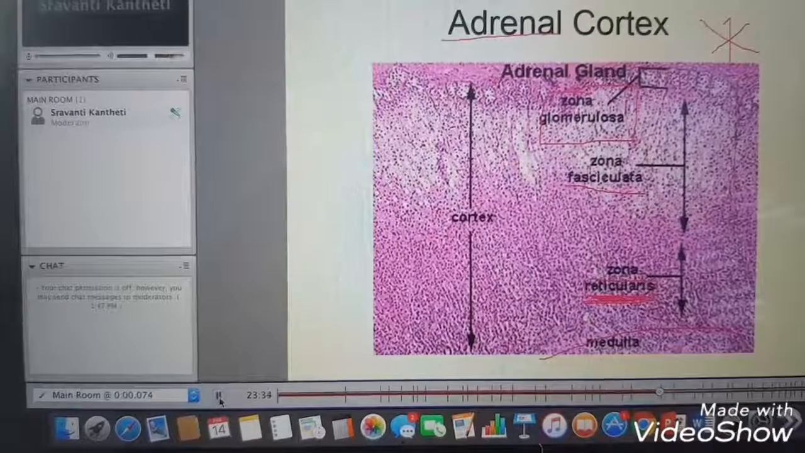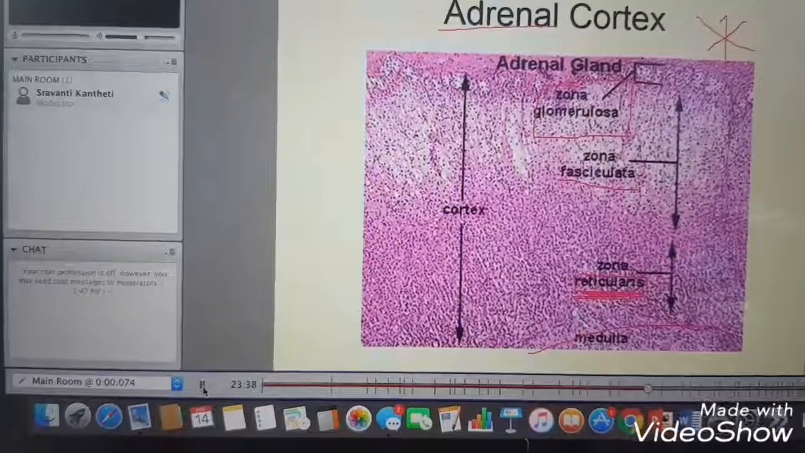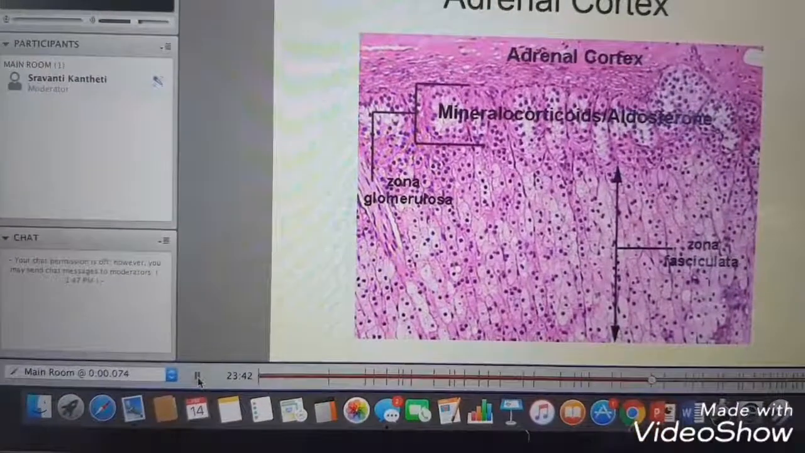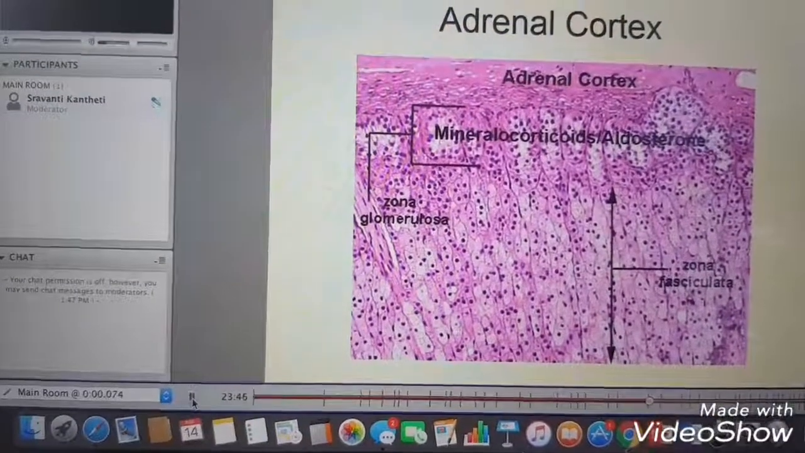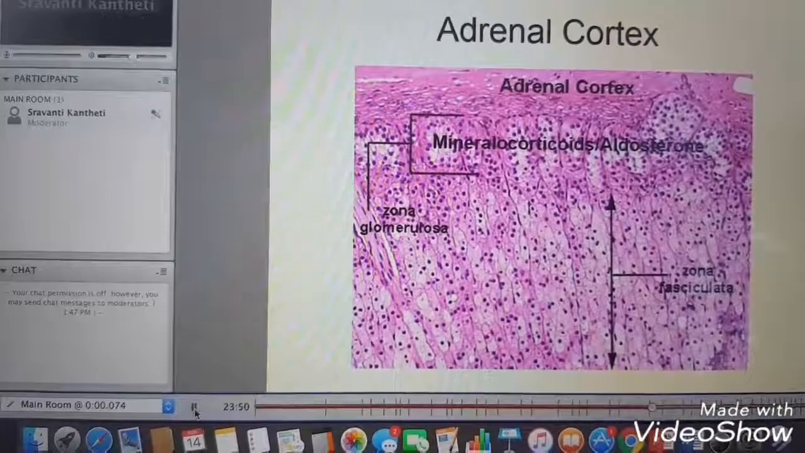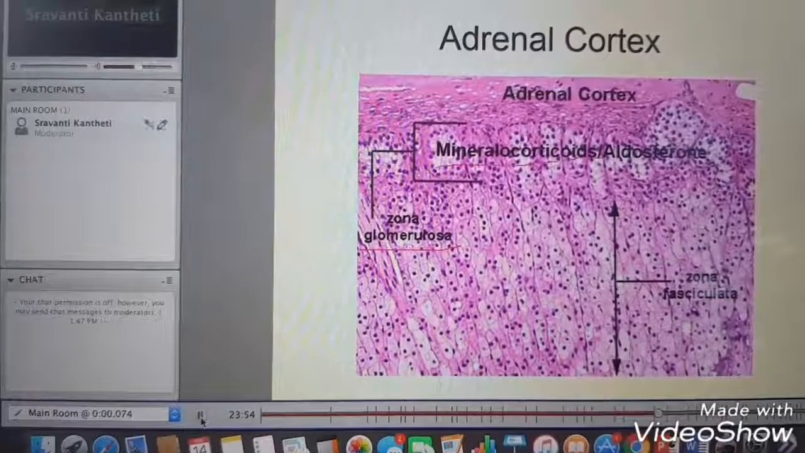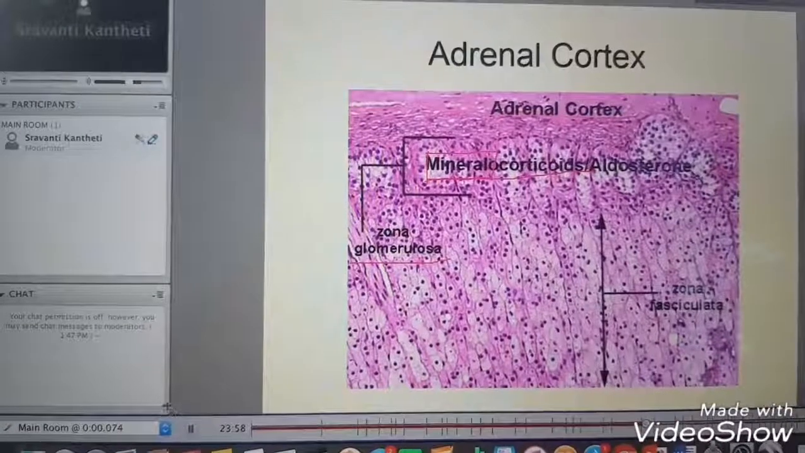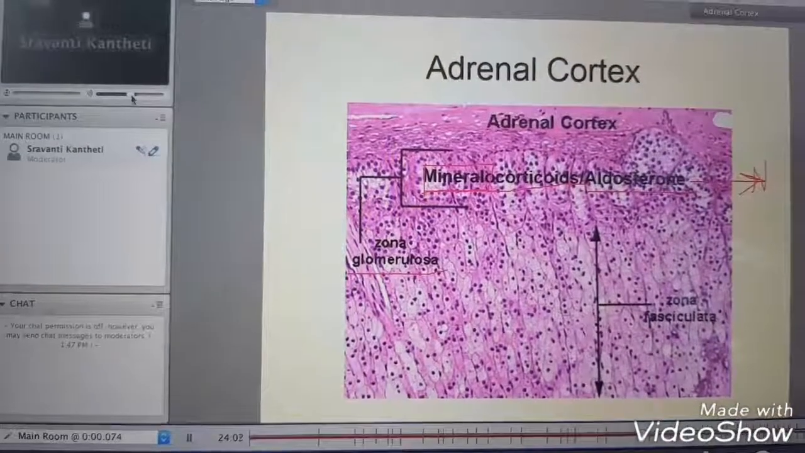So fasciculata and glomerulosa up top, okay? And you can see the reason why these layers have different names is because each section actually has a different hormone releasing function. So zona glomerulosa releases the mineralocorticoids. You see the word mineral in there, and you want to think aldosterone. When you see aldosterone, you're thinking sodium.